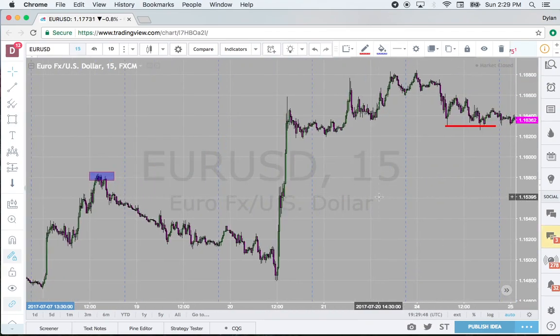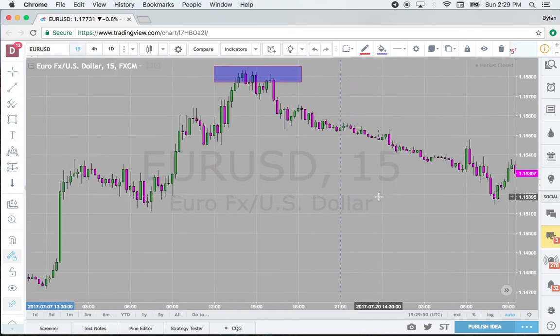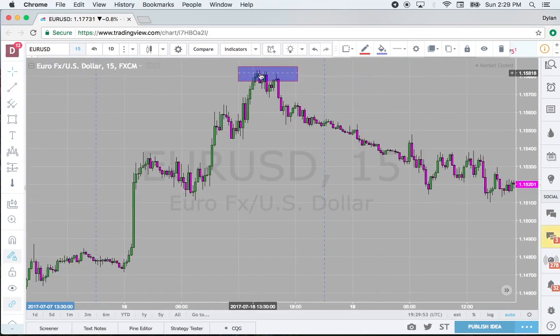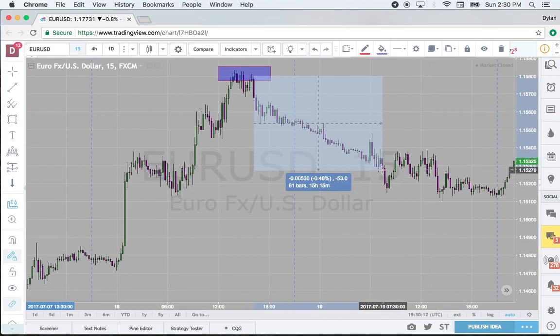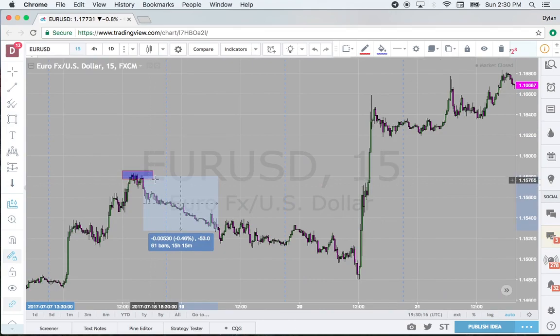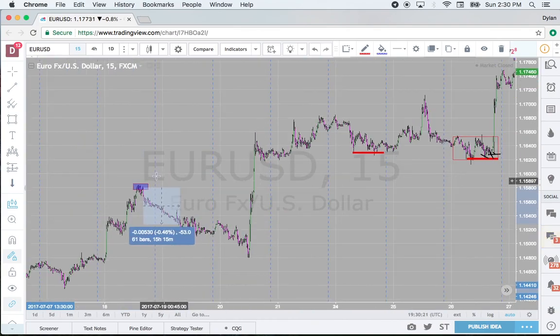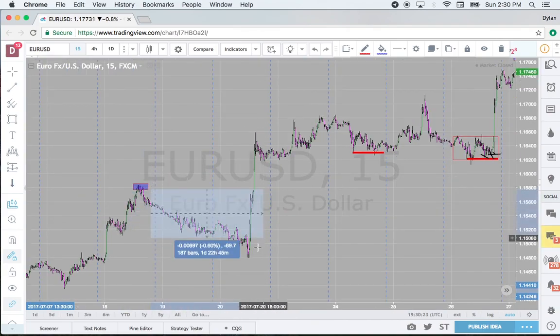Now, here we can see that small M formation at the high of the day. You could have taken this as a sell, and there is 30 pips right before session close. And then if you wanted to go even further, your 50 pips caught it in about 15 hours. You could have stopped yourself out here, or just kept moving your trade, your stop loss.